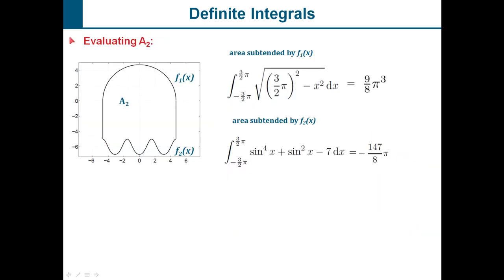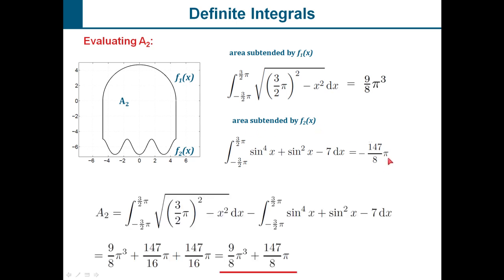Now we can evaluate A2. Recall the value for the area subtended by f1 of x that we have found previously. The area subtended by f2 of x with sine is this value. Then the difference between these two values gives 9 over 8 times pi cubed plus 147 divided by 8 pi.